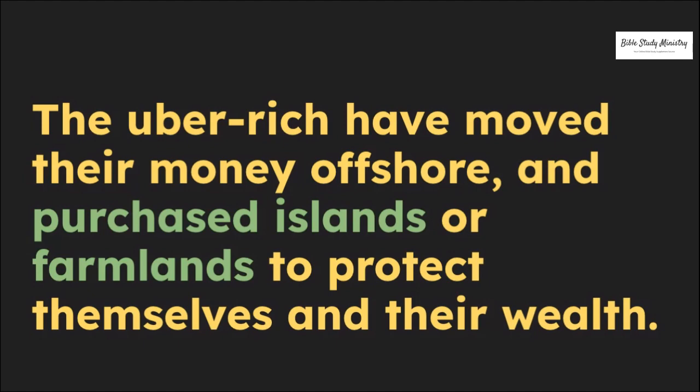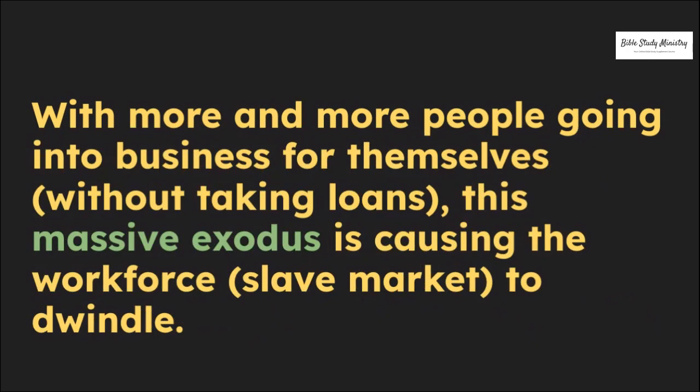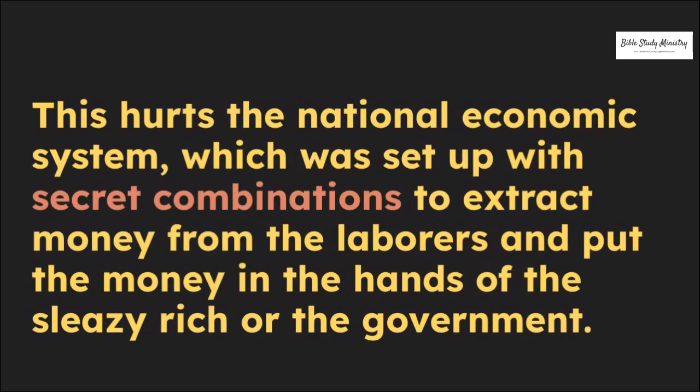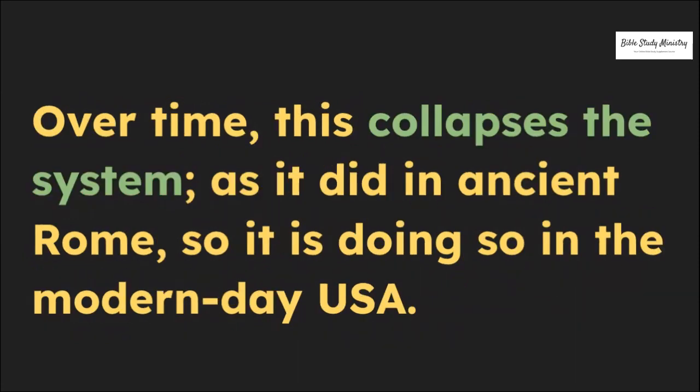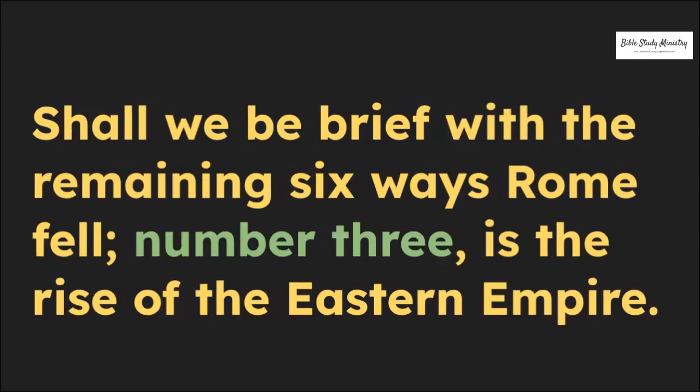With more and more people going into business for themselves without taking loans, this massive exodus from the job force is causing the workforce, or the slave market, to dwindle. This hurts the national economic system, which was set up with secret combinations to extract money from the laborers and put the money in the hands of the sleazy rich or the government. Over time, this collapses the system. As it did in ancient Rome, so it is doing so in the modern day United States of America.